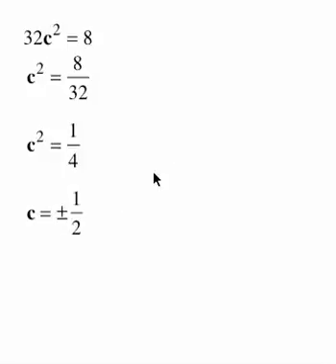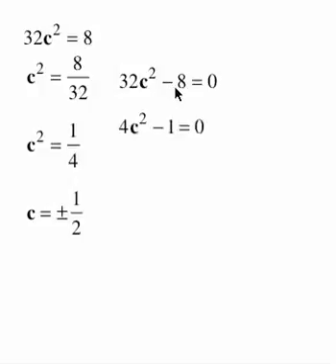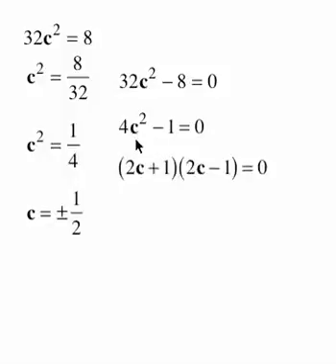We can look at this another way. What if we subtracted 8 from both sides and we got 32c squared minus 8 is equal to 0? We have a common factor of 8, so we're going to divide both sides by 8. And that gives us 4c squared minus 1 equals 0. Then, it's a difference of squares, right? So we write our two brackets, take the square root of the first term, so we have 2c, take the square root of the last term, 1, put a plus, put a minus, there we go. You know how to do difference of squares.